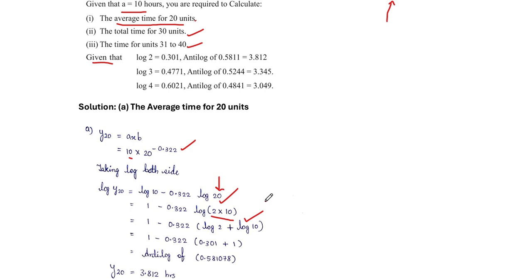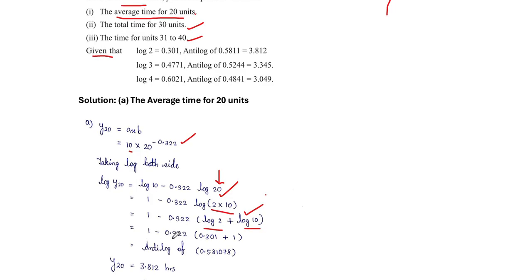Now we will add as per the log rule. So log 2 plus log 10, 1 minus 0.322. Now the value of log 2 is 0.301 and the value of log 10 is 1. Now further we will solve this equation. We will find 0.581078. Now we will find the antilog of this number.